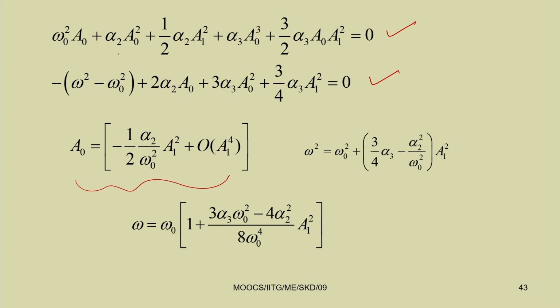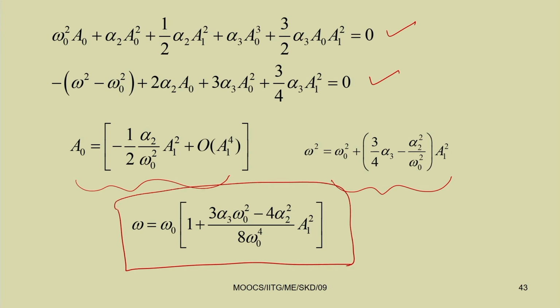For example, this is a 0. This a 0 can be written in terms of a 1 this way. From these two equations, a 0 can be written in terms of a 1 square, and this omega square also can be written in this form. This expression is somewhat similar to what you observed in the Lindstedt-Poincare method. Here omega equals omega 0 into 1 plus 3 alpha 3 omega square minus 4 alpha 2 square by 8 omega 0 fourth a 1 square. By taking more terms, you can get more and more accurate expressions for omega.